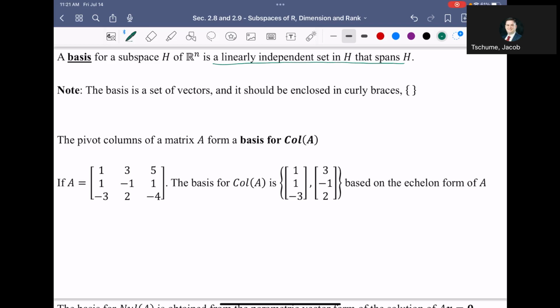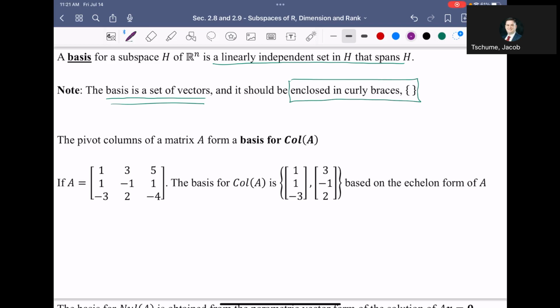Now, as far as a homework question goes, please be careful. A basis is defined as a set of vectors, which means you must enclose your vectors in curly braces to represent the set. And we'll see that in a few minutes in our example, and you'll actually see it here at the bottom as well.